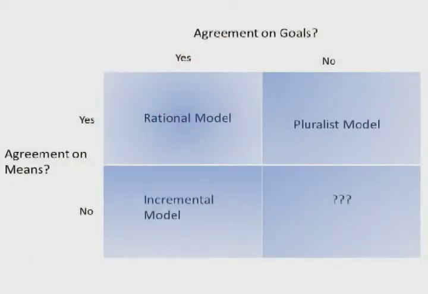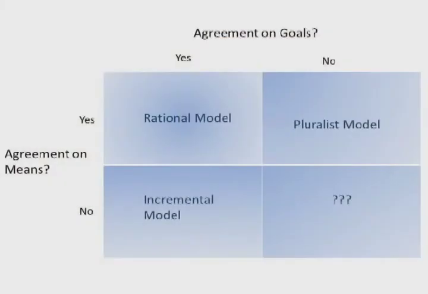Okay, so we can take this typology and come up and describe these three models here. Now, the idea behind the rational model is if we agree on what we want to do, and we know how to do it, there is no technical uncertainty here, then we have, in other words, agreement on ends, agreement on means, agreement on goals, agreement on how to achieve those goals. That's what I'm talking about here. If we have agreement on both goals and means to achieve those goals, then the rational model is probably the best model that explains how policy is made.